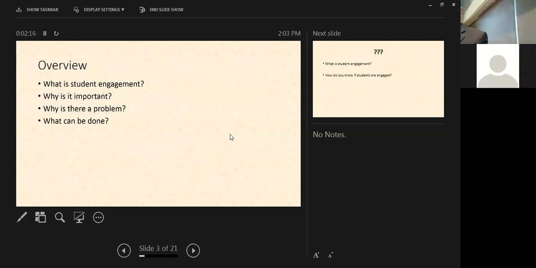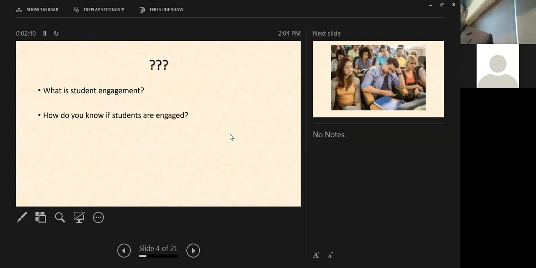My talk is going to focus on what is student engagement, why is it important, why is there a problem, and what can be done, both by institutions and at an individual level, for faculty and for students as well. So first of all, big question: what is student engagement? What does it look like? When I ask you, what comes to mind?